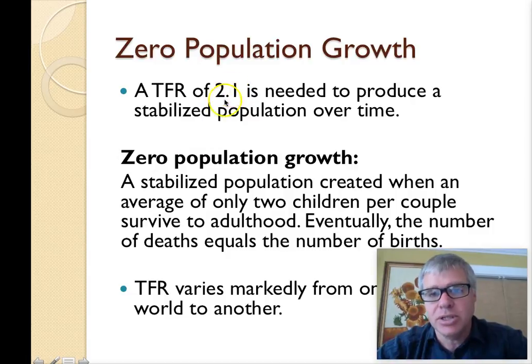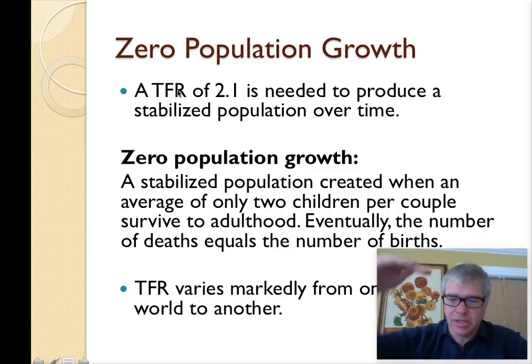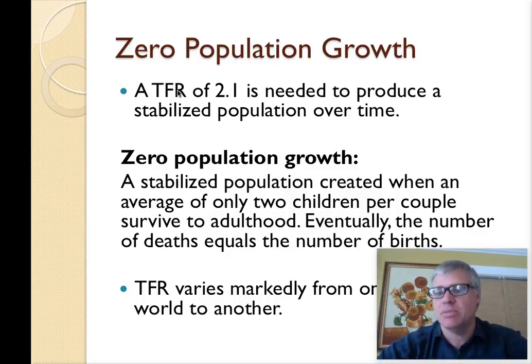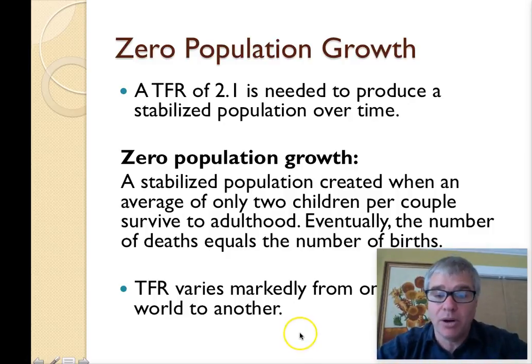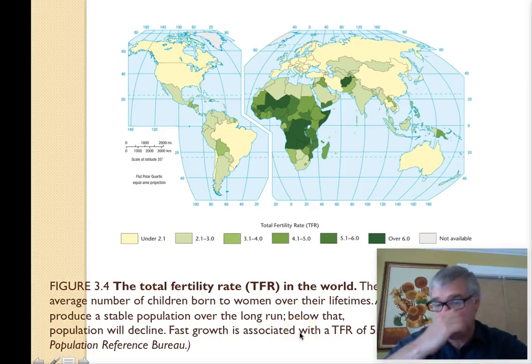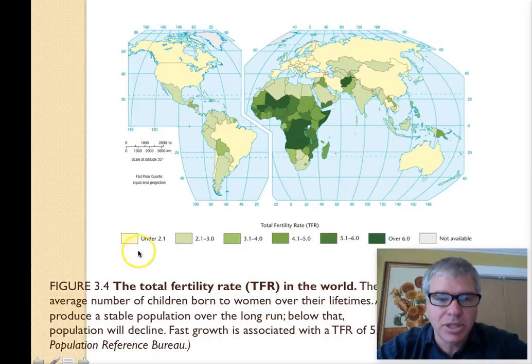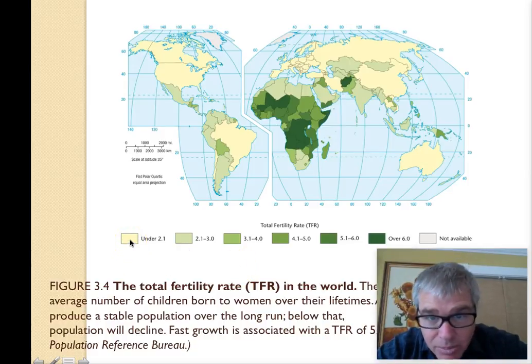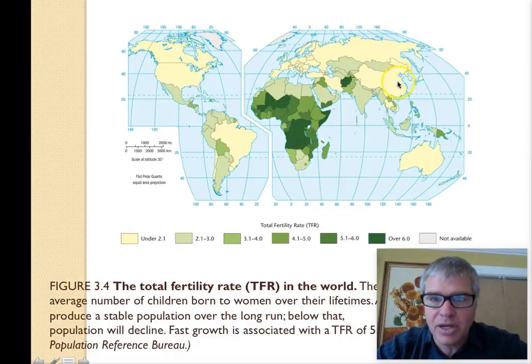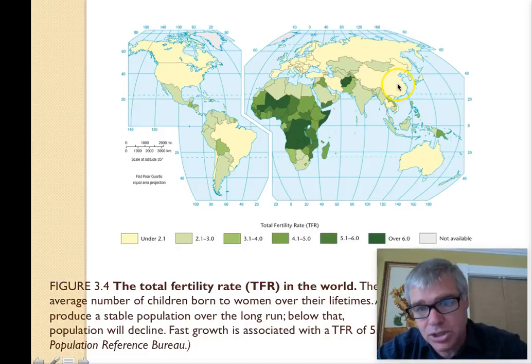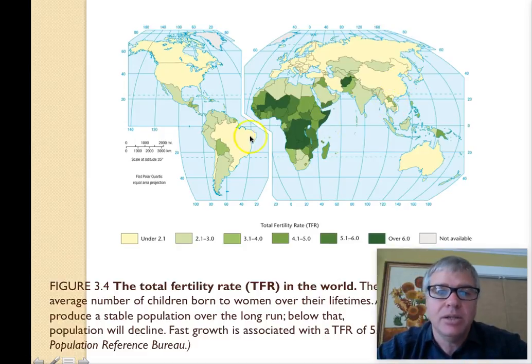And there are countries that have TFRs below 2.1 that are actually less than zero population growth, that are declining. Places like Japan, some places in Eastern Europe. But it differs a lot from one part of the world to another. And this is a map showing that. So you can see here under 2.1, under replacement, you actually have a lot of different countries here in Europe, Iran, China, Thailand. Quite a bit here is under 2.1.